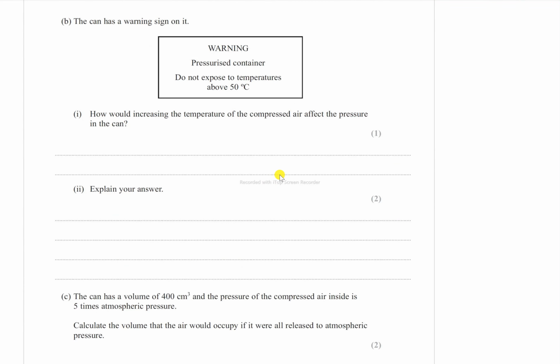Right. The can has a warning sign on it. Pressurized container. Do not expose to temperatures above 50. How would increasing temperature affect the pressure? Okay, it's a 1 marker. Oh, okay, that explanation is here. Right. It would increase.